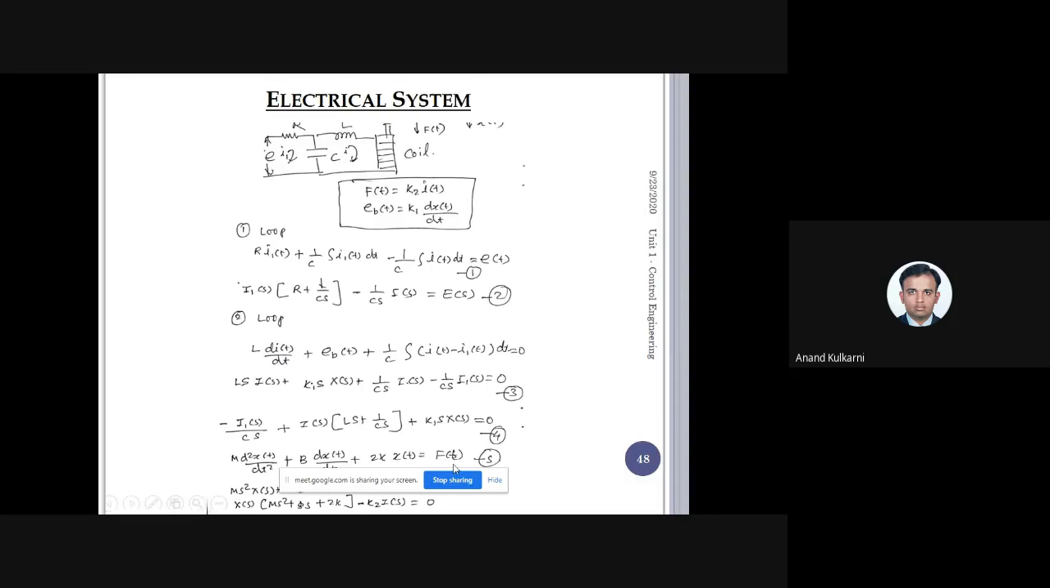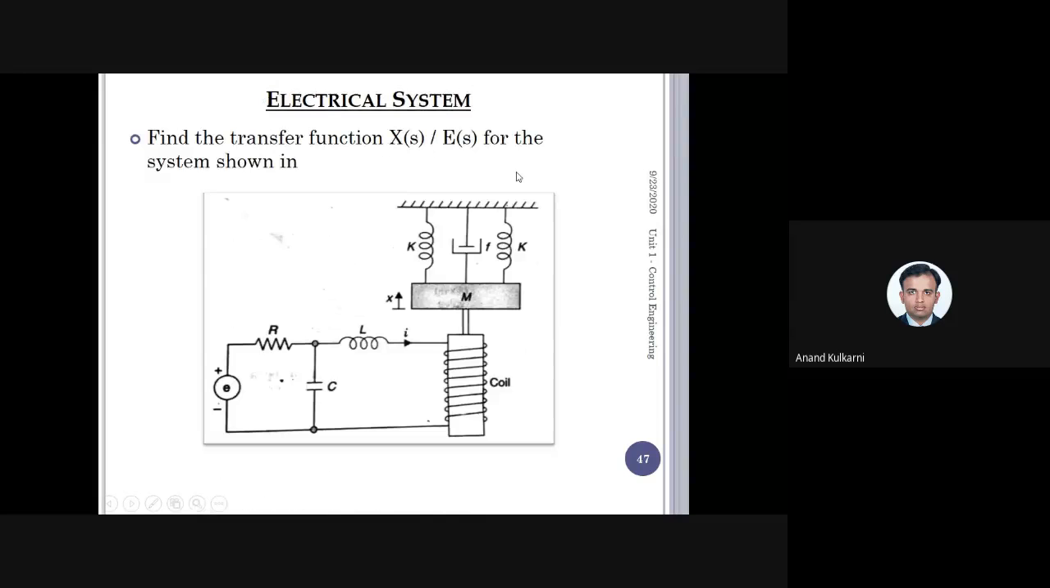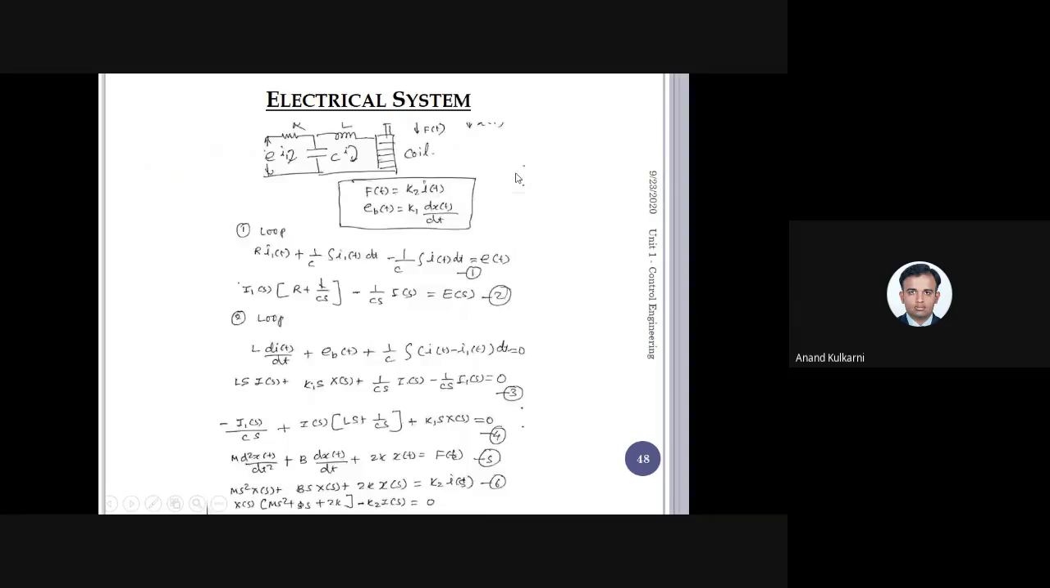So, this is an electromechanical system. In the previous sketch also the same sketch is there. This is a hand drawn sketch. You can see there is one RLC circuit, and you can see this is the system, and here you have a similar system.